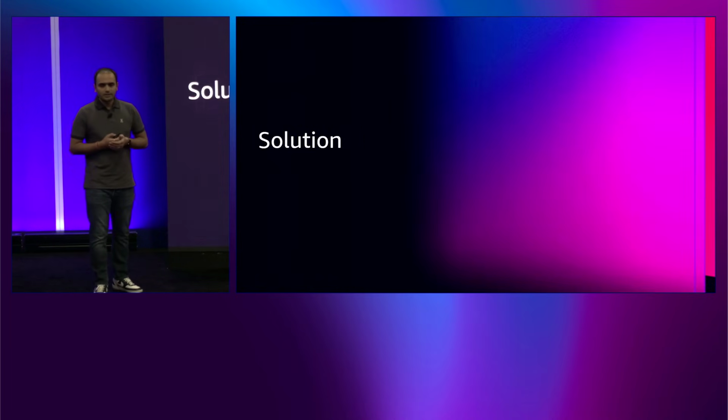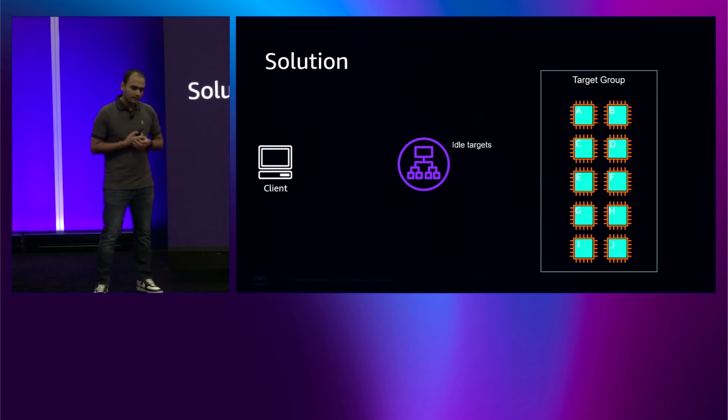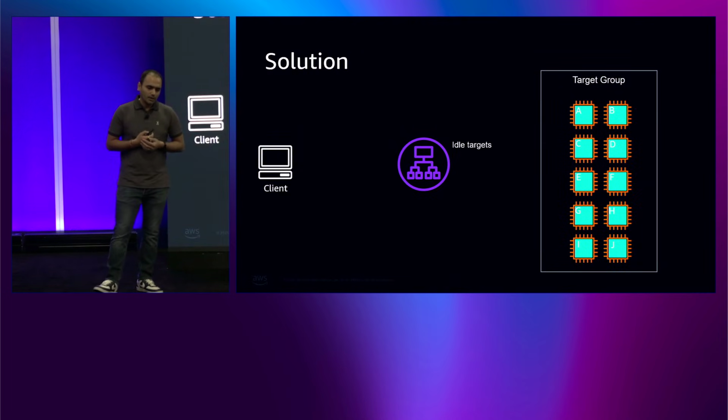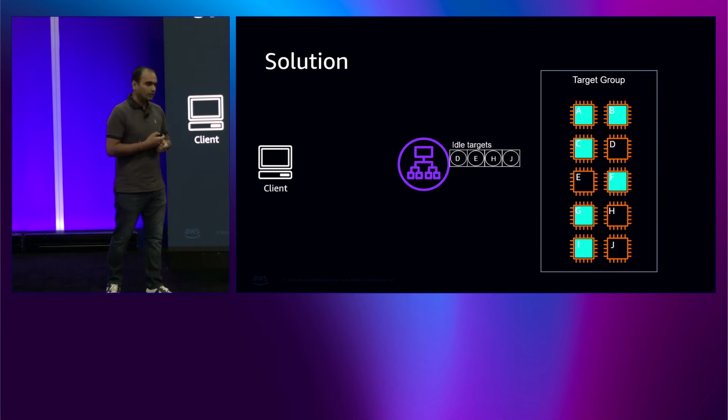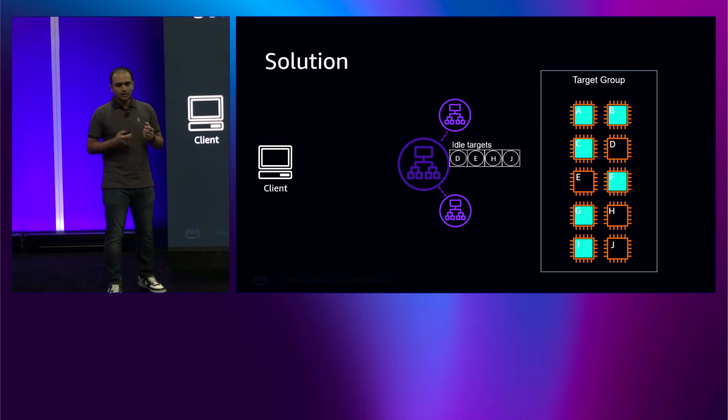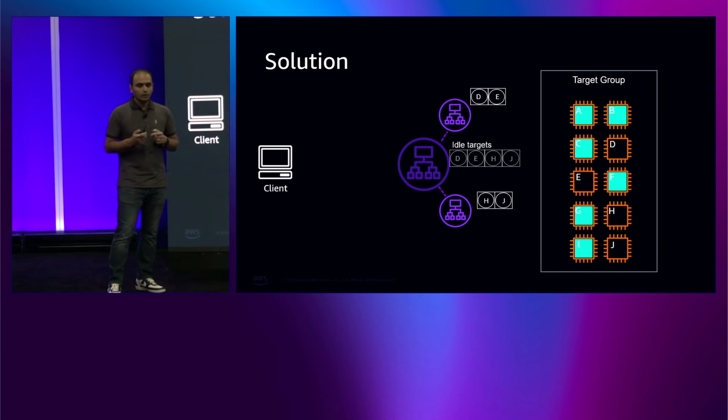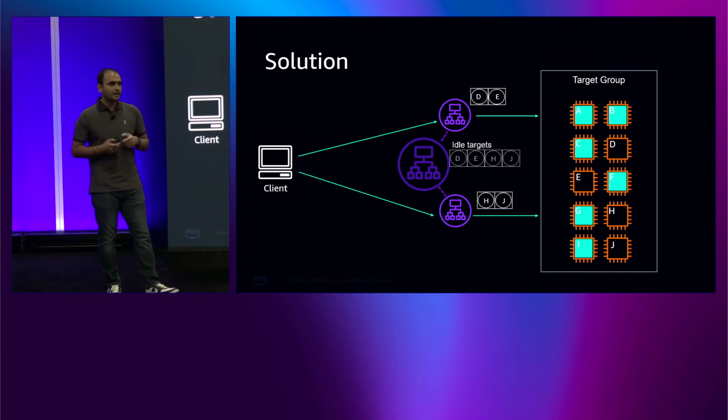Now that we know the problem, let's talk about what the solution should be. As we can guess, the solution that we would want is that the load balancer should know which targets are idle. Essentially, if targets D, E, H, and J are idle, we would want the load balancer to know those targets so that it can send the next few requests to them. And because the load balancer is decoupled, we would want the list of idle targets to be divided amongst the nodes in such a way that 2 nodes don't end up sending requests to the same target.